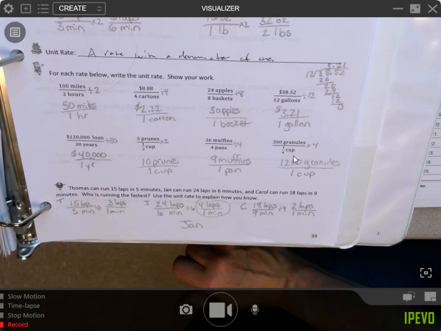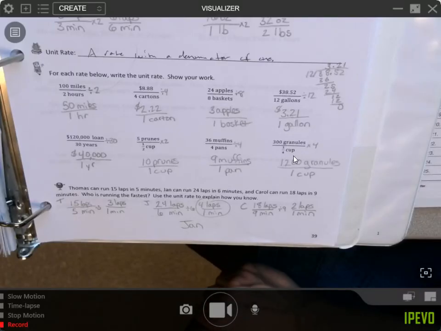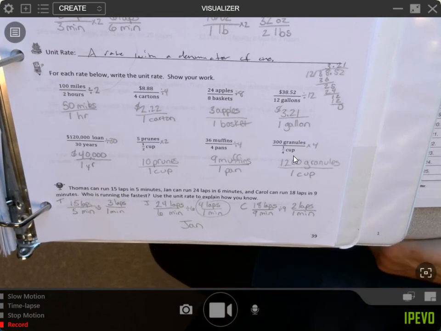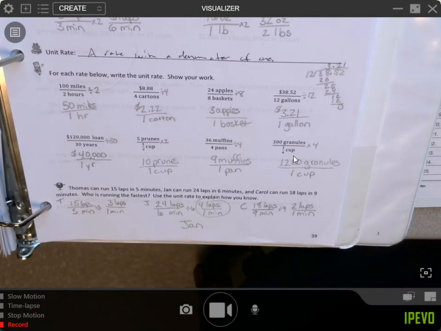Because remember, we have our test next week. There's probably going to be a word problem on the test. We need to understand how to work out those word problems. If you are watching this at home and you have any questions, make sure you ask me.